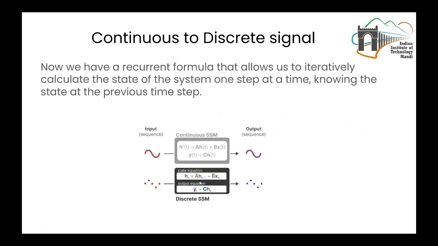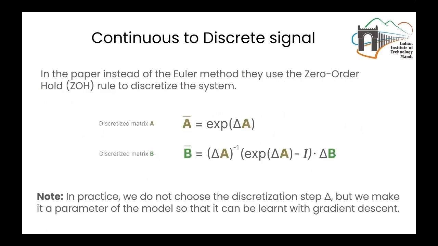The equations look like this. As you can see in the output equation, we have removed the D x k term because we assume that D is just a skip connection. In the original paper, instead of using the Euler method for converting the continuous to a discretized system, they used a different method known as zero order hold, and the values of A dash and B dash are computed like this instead of I plus delta A.